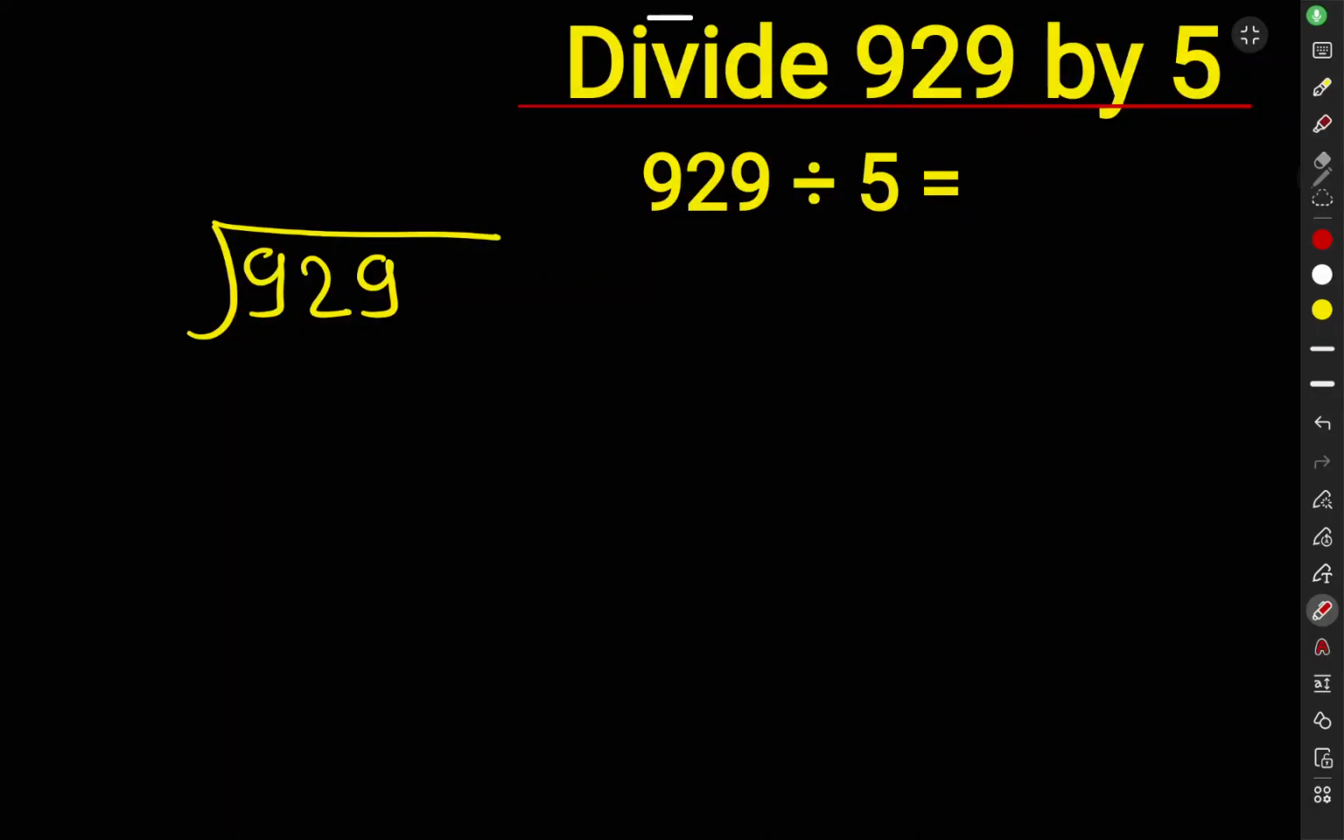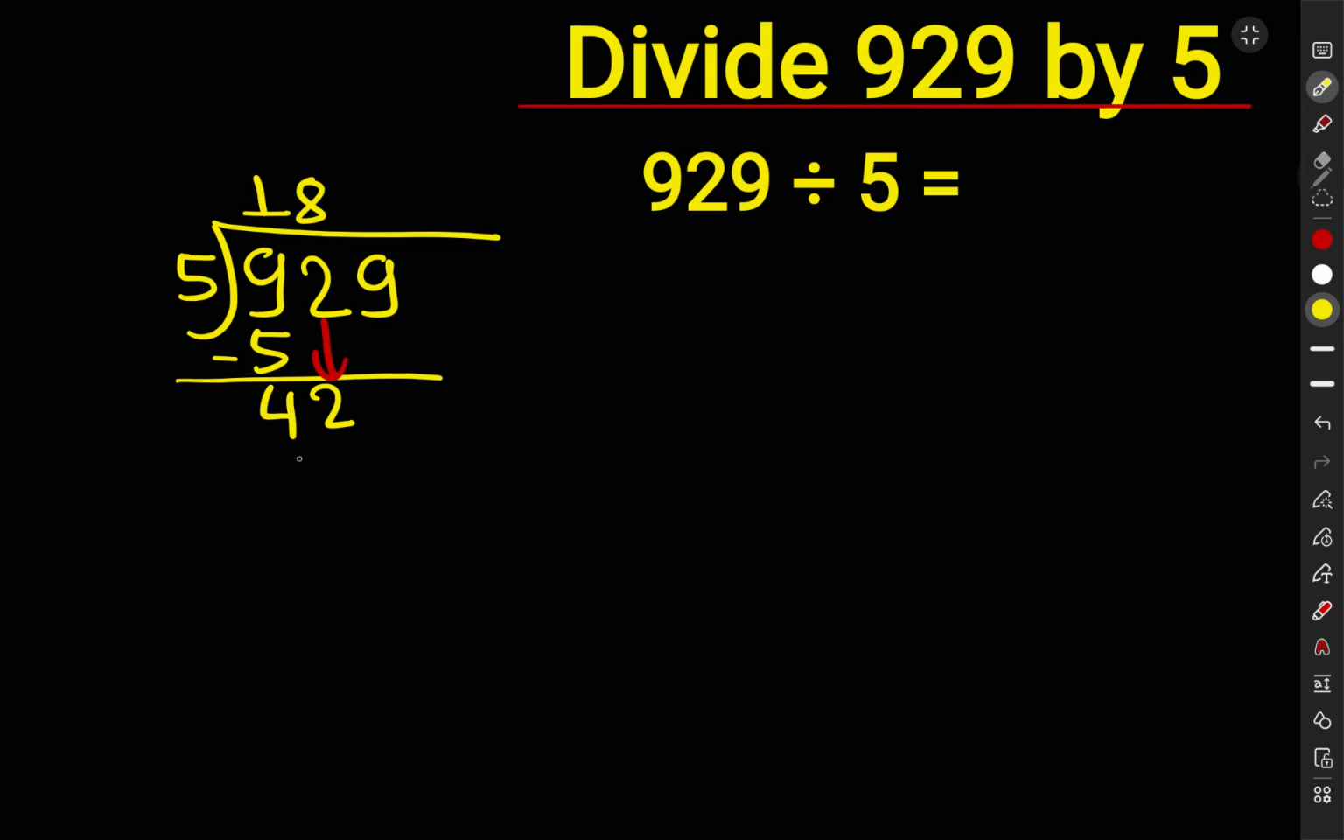We divide 929 by 5 in a long division method. 5 times 1 is 5. On subtracting we get 4. So now we put down these 2 and it is 42.